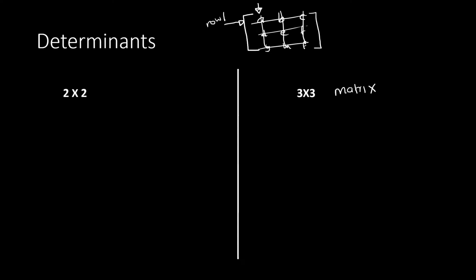You can also have a matrix like this: 1, 2, 3, 4, 5, 6. What will this be called? Do you see this one? You have 3 rows and 2 columns, so this will be called a 3 by 2. You start with rows, then columns.